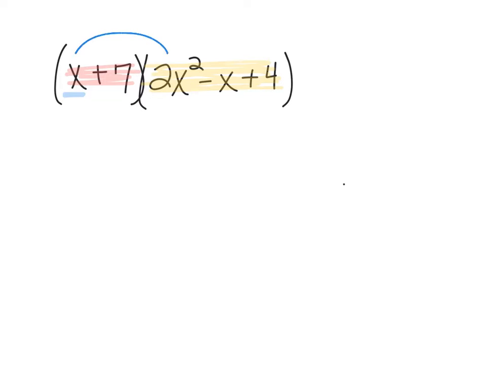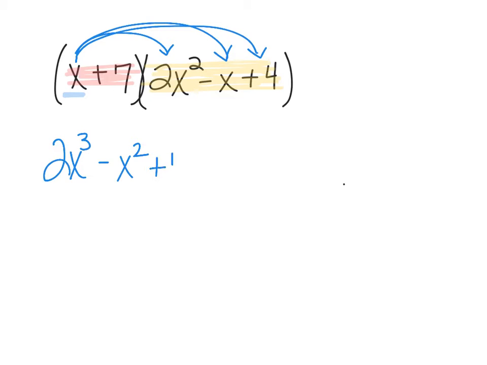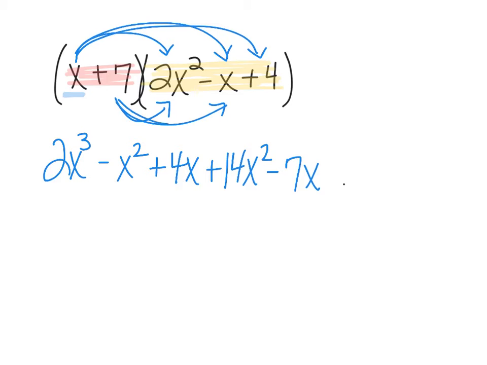So I'm going to do x times 2x squared. Well, that gives me 2x to the third. You have to use your exponent rules. And then I'm going to do x times negative x, which gives me negative x squared. X times 4 gives me 4x. Now I need to do the 7 times everything. So 7 times 2x squared is 14x squared. 7 times negative x is negative 7x. And 7 times 4 is 28.